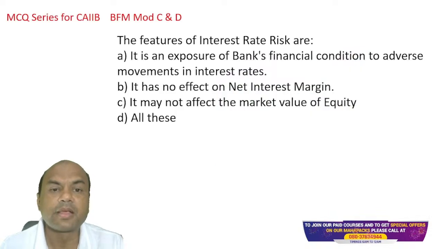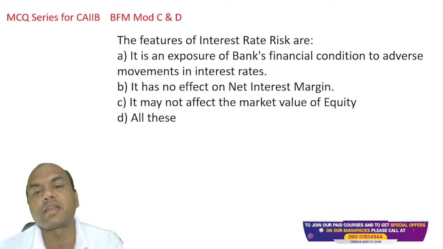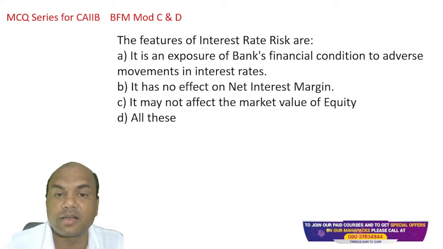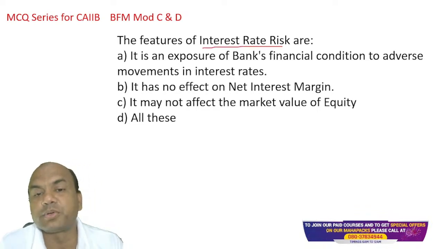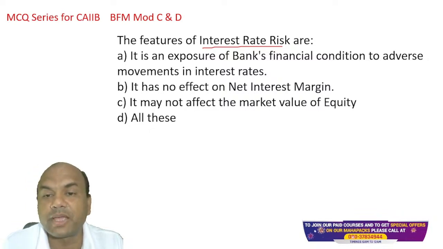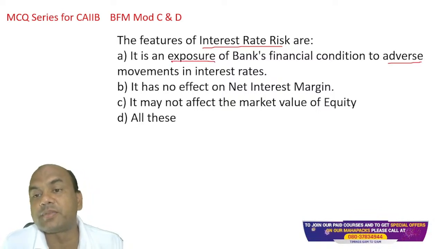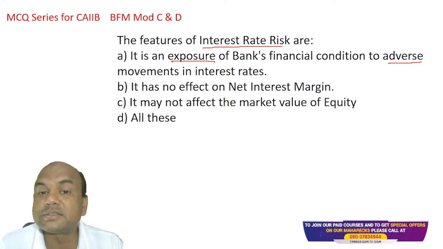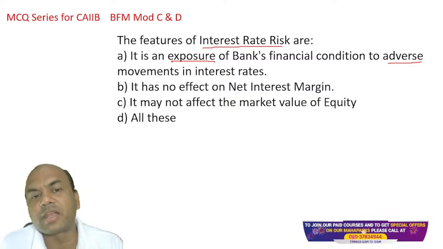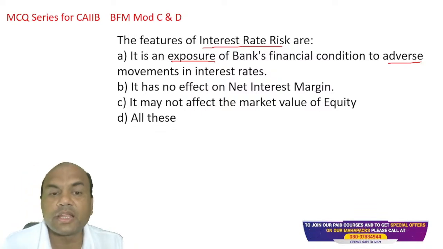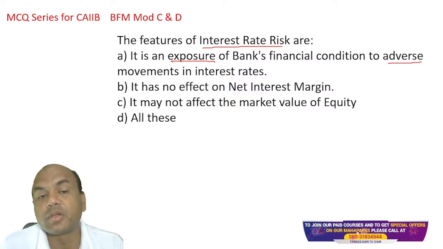Okay. Next one, the features of interest rate risk are. Interest rate risk is an exposure on the bank's financial condition to adverse movements in the interest rates. If things are going against me, then it's an interest rate risk. Obviously, if the rate of interest is going against me, then it will be a risk. If it is going in favor of mine, then no risk. It has no effect on the net interest margin, NIM.